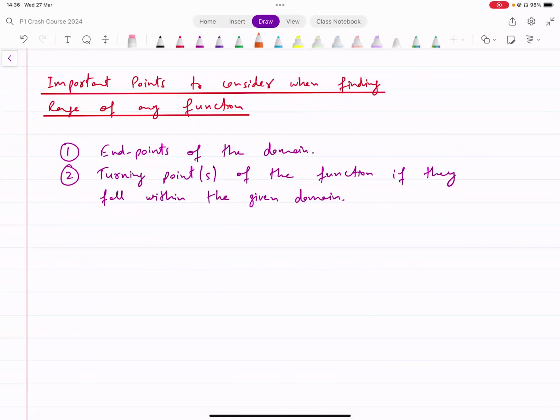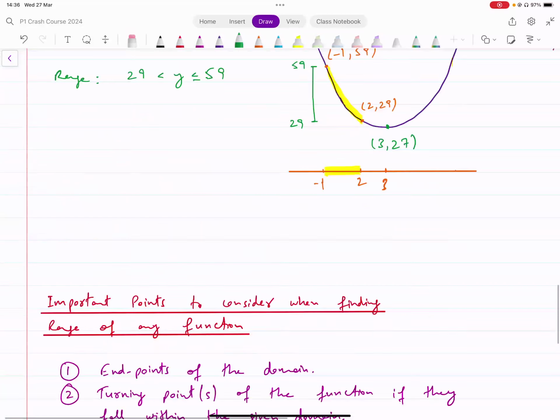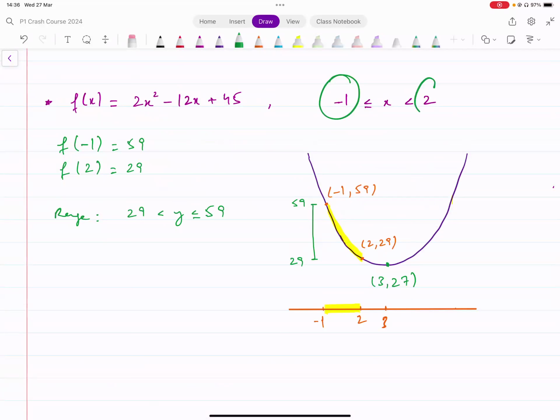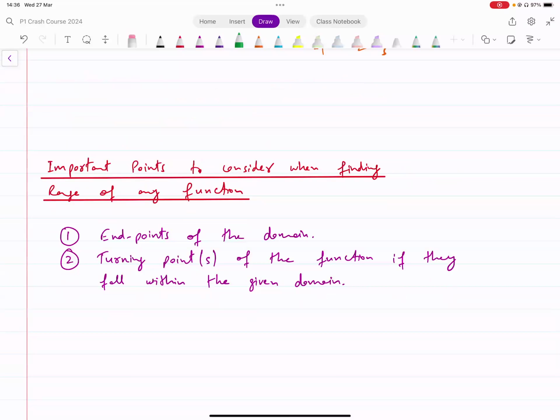And then after doing all that, we came to this conclusion: whenever we are looking to find range of a function, we are basically going to be looking at two things: endpoints of the domain. So whatever is the domain given, we will be looking at the endpoints of the domain, right? We'll see what happens to the function at the endpoint. For example, in this case, we looked at what happens at -1, what happens at 2. And in addition to that, we will look at what happens at the turning point. These are two important types of points to consider whenever you're finding range of a function. Okay, so that's what we did in the last session.